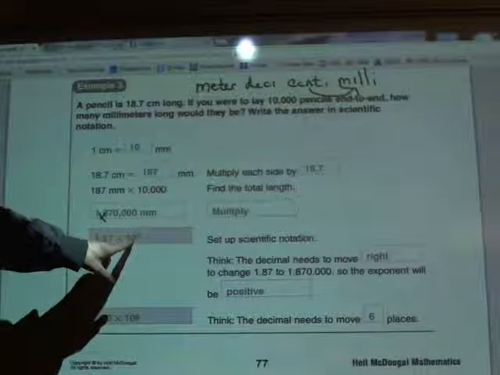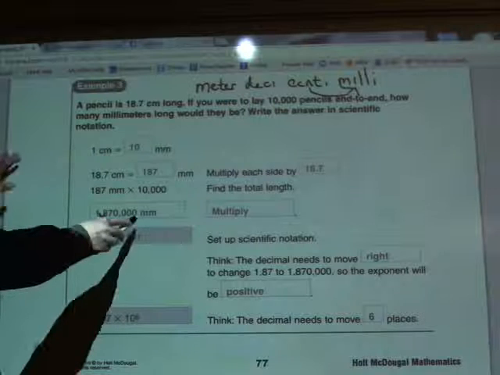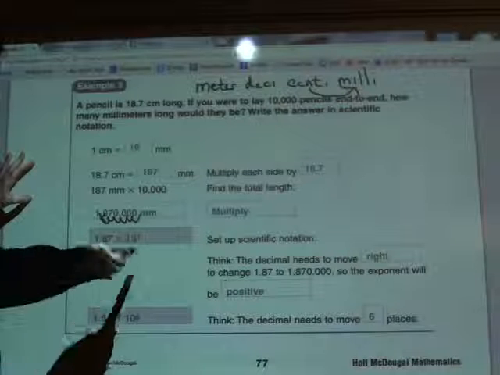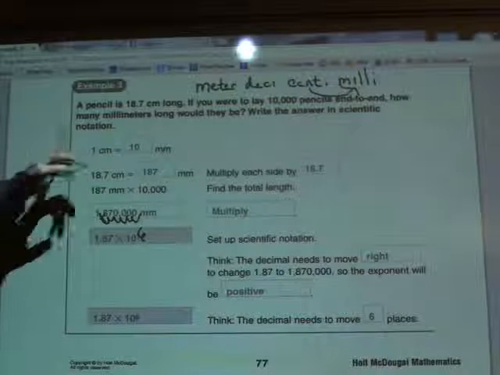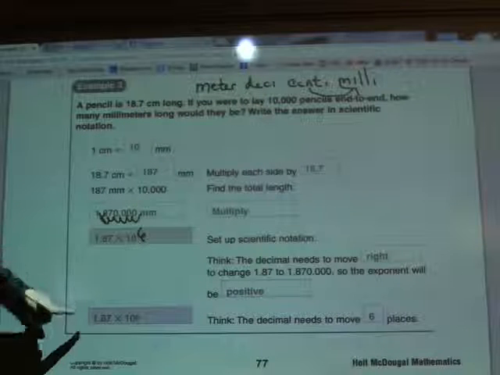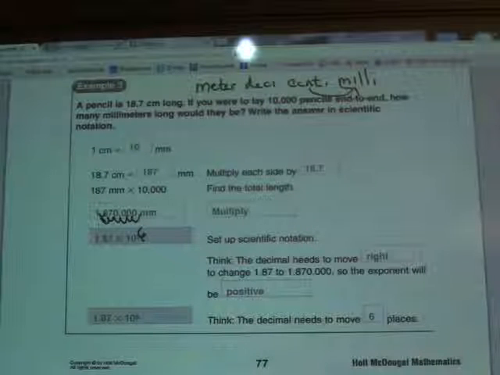It's always times 10, because again, our numbering system revolves around the number 10, and then we just have to figure out our exponent. Since this is not a decimal, the exponent is going to be positive here, and we're figuring out how many times we move the decimal to make that happen. As you can see in this particular question, the decimal was moved 6 times to make that happen. So we got 1.87 times 10 to the 6. And that's going to be: an 18.7 centimeter long pencil laid 10,000 end to end is 1.87 times 10 to the 6 millimeters, having converted that as they instructed us at the beginning.